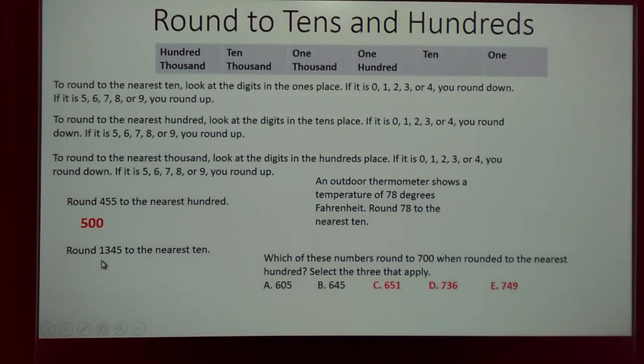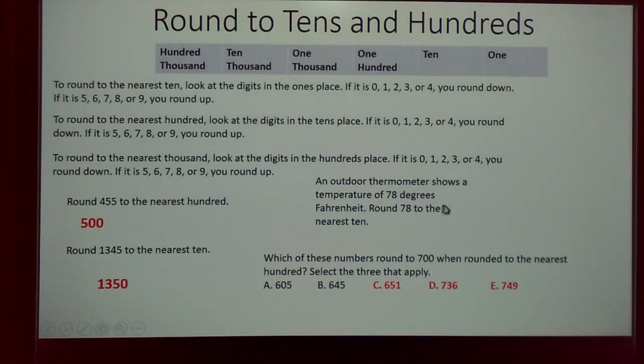Now, let's look at this. Round 1,345 to the nearest 10. Now, to round this number here, we look at the 10 column. This is what we're trying to round, this number here, either up or down. So we look at the number in the one spot, and it's a 5. Now remember, if it's 5 or greater, you round up. So 1,345 becomes what? 1,350.